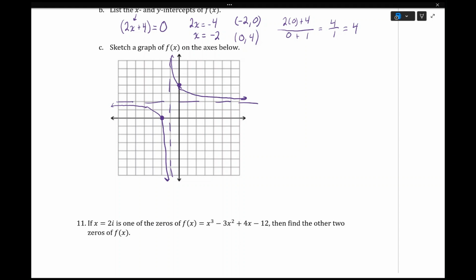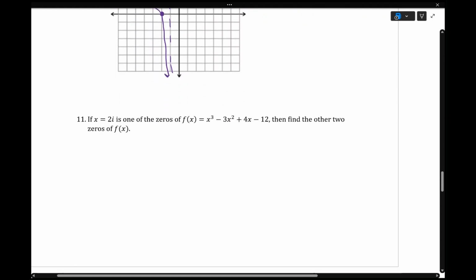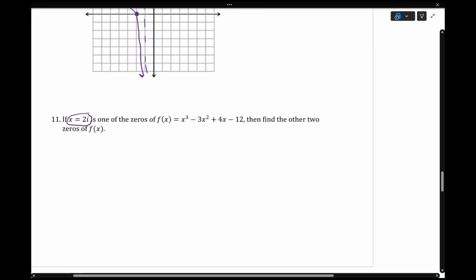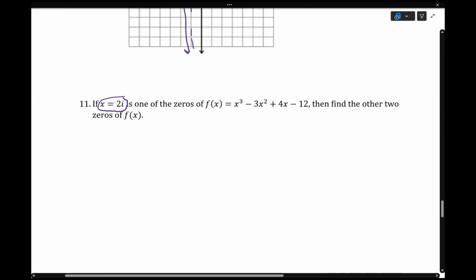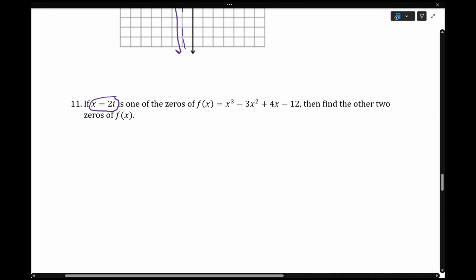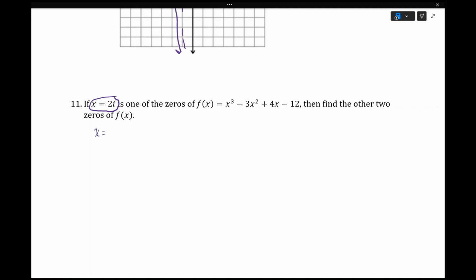All right, let's jump back to a polynomial question. Notice on this one, I'm told that x equals 2i is one of the zeros. The question is, what are the other zeros? So remember, we have something called the conjugate pair theorem, where if 2i is a 0, x equals -2i is also a 0. It has to be. That's the only way for us to not have any i's in this polynomial right here.